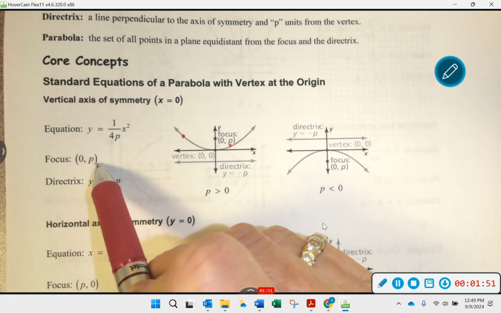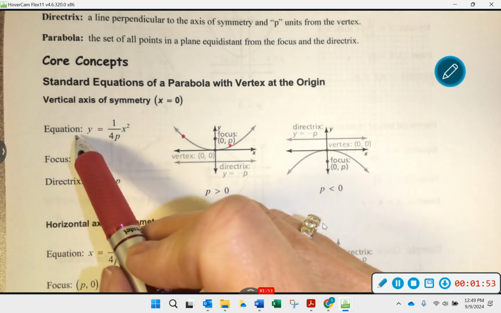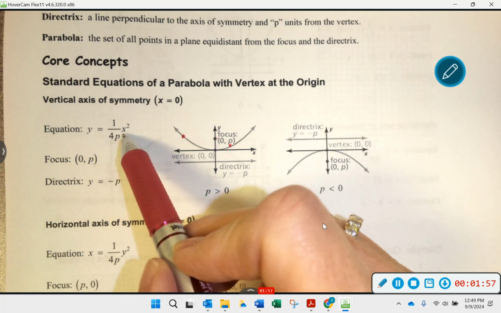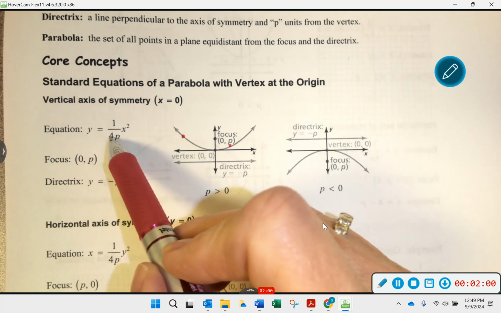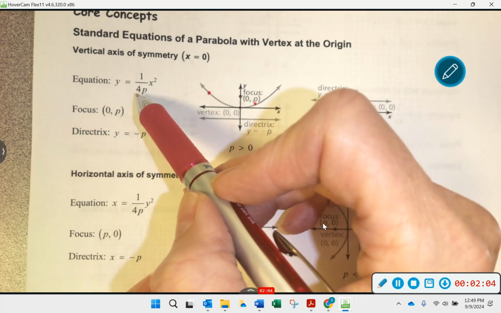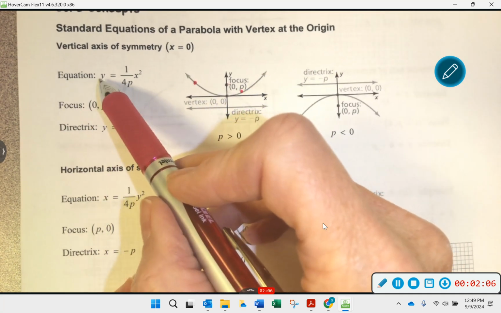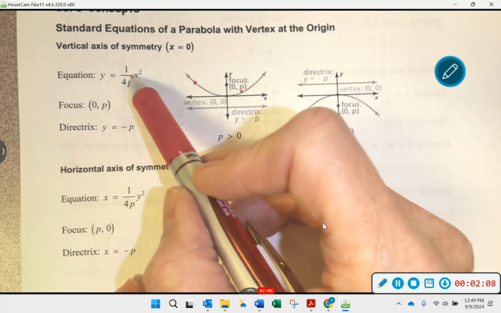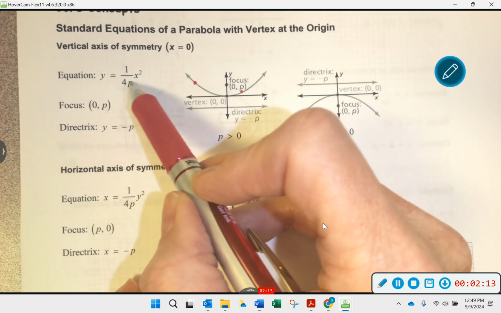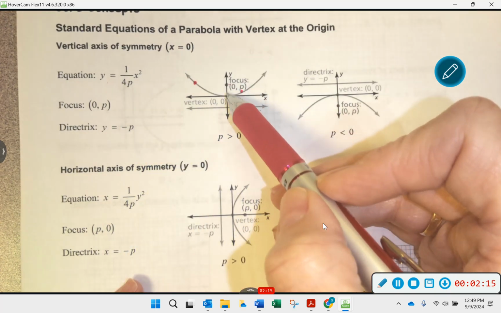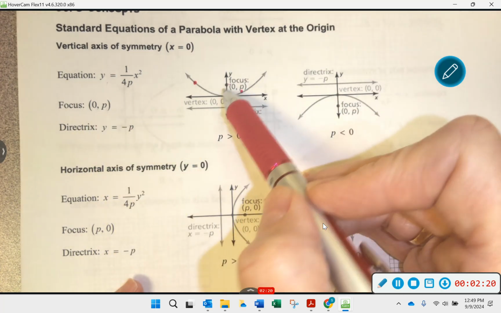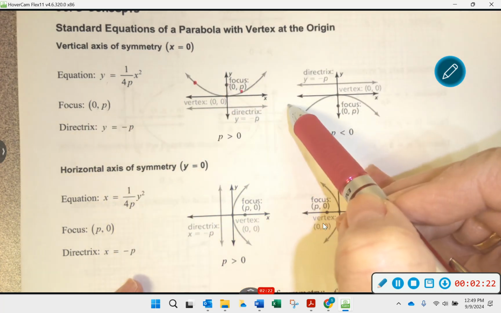Okay, now on to what is this p-value? If I have an equation that's in the form 1 over something, this something in the denominator is known as 4p. So this only works if I have an equation in this form, y equals 1 over something. That is going to be 4p right there. And that p-value tells us this distance and everything else. So it allows us to find this focus and the equation of this directrix.